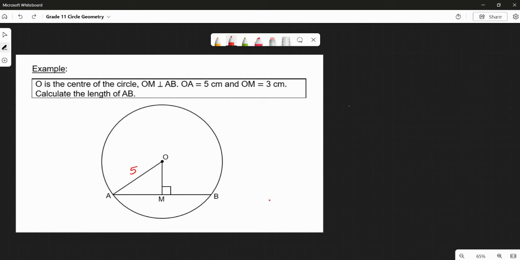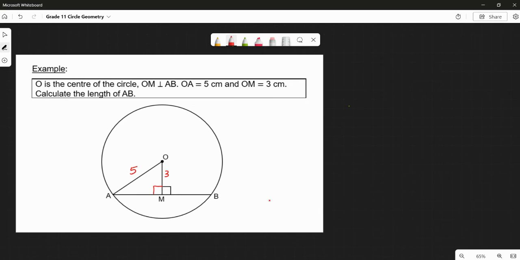So let's look at this. They said the line OM is 3. They told us OM is perpendicular to AB. Then we would agree that this one will also be what? A 90-degree angle, because OM is perpendicular to AB. So now, what type of triangle are we having here? We are having a right-angled triangle. So in a right-angled triangle, if we know two sides, then we can use the theorem of Pythagoras to find AM.